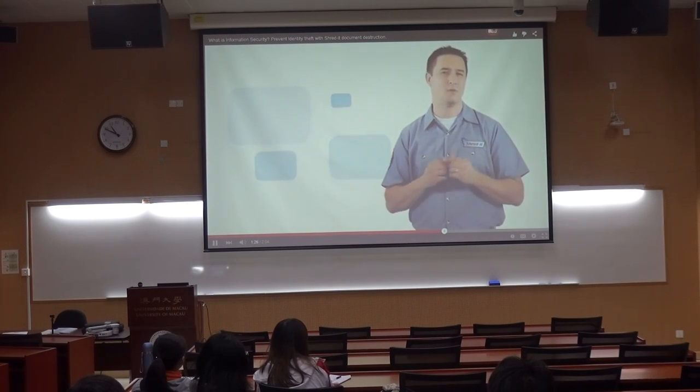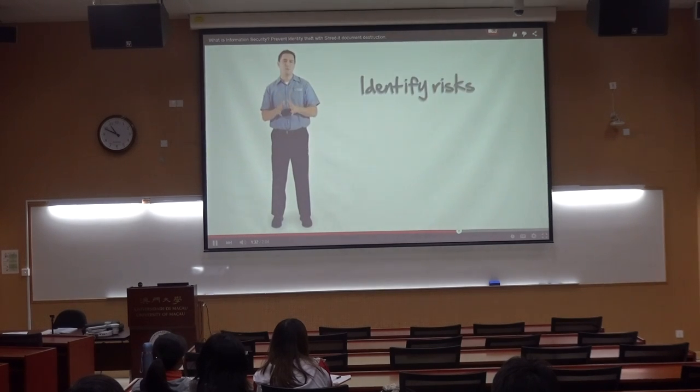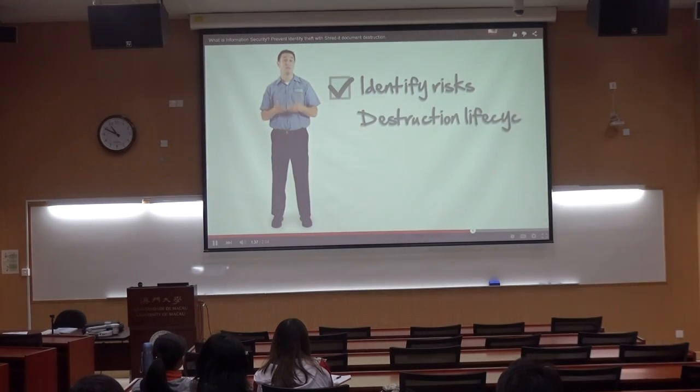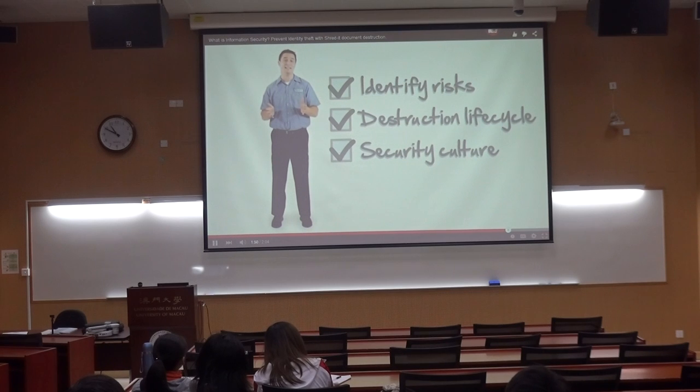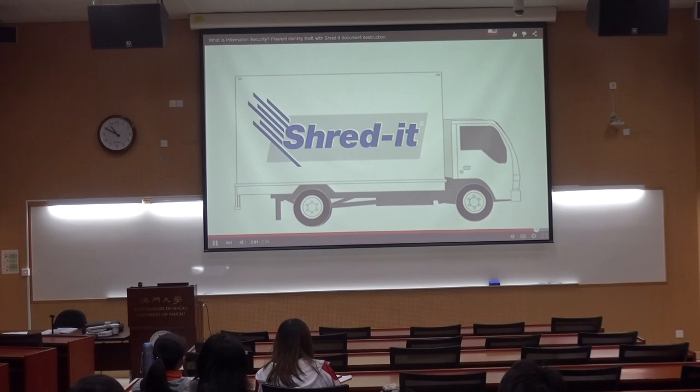Here are some simple tips to avoid potential security breaches in your workplace. First, identify risks that may threaten the security of confidential information. Know the life cycle of documents in your office, from generation to storage to destruction. Then, create a security culture so that all your employees and suppliers value confidentiality. And finally, train your staff on a shred-all policy. Don't leave it to chance, because no one can be right 100% of the time. Shred it, making sure it's secure.